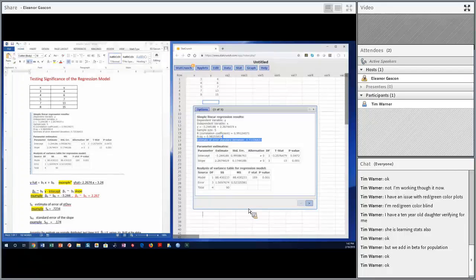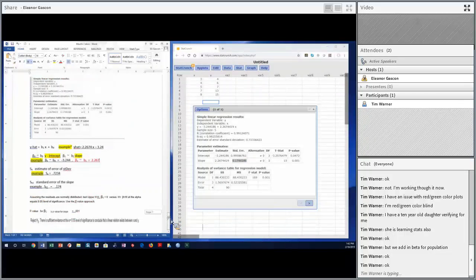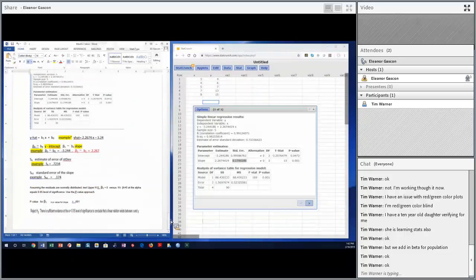Your S sub B1, which is the standard error of the slope, is this number here. That's the standard error of the slope. Okay. So what do they do with all this? Well, they do a hypothesis test.